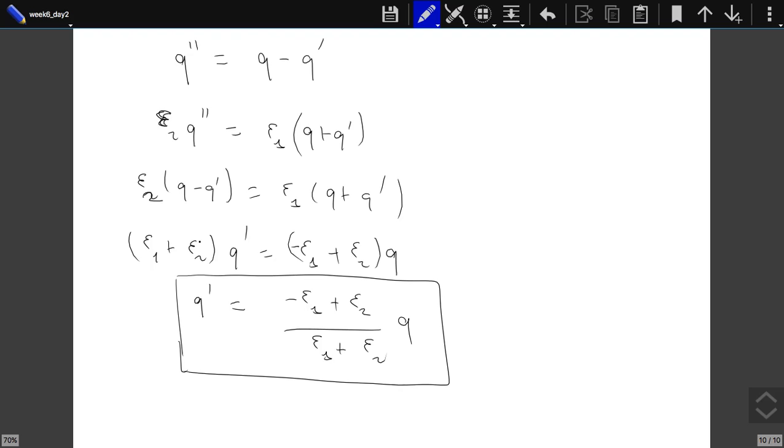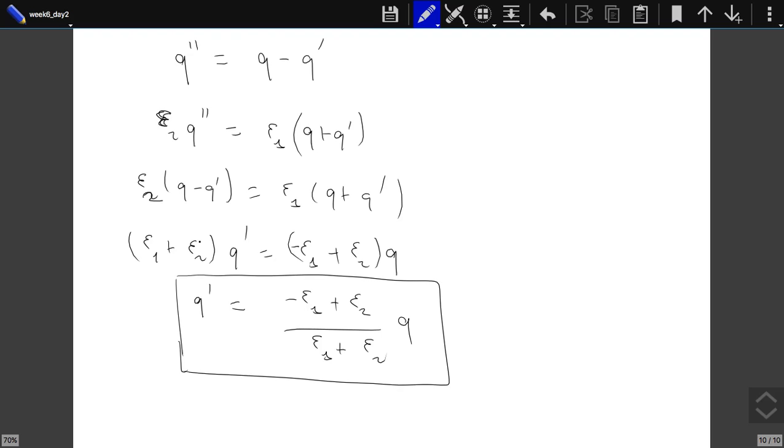Well, we also have the other limit. If epsilon 1 is equal to epsilon 2, then Q prime is 0. There is no image charge. Both the mediums are equal. So at least those two limits are satisfied.